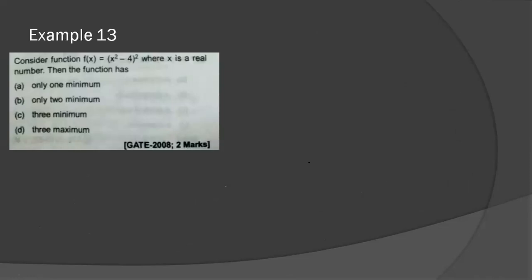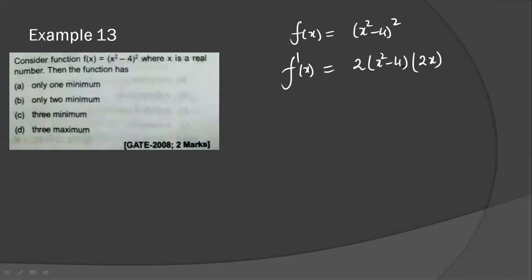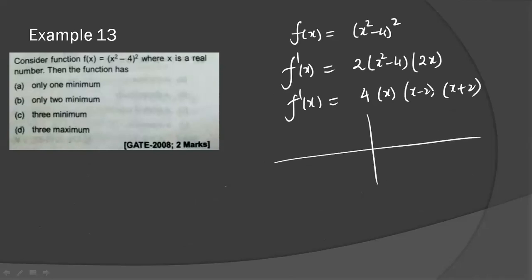And this is the last problem. f(x) equal to x square minus 4, whole square. f dash x can be written as 2 times x square minus 4, and the derivative of x square is 2x. Then it can be written as 4x into x minus 2 into x plus 2. If you draw the wave graph, all the coefficients are positive here. The critical points are minus 2, 0 and 2. So here plus, here minus, here plus, here minus. This is your minus infinity, this is your plus infinity.